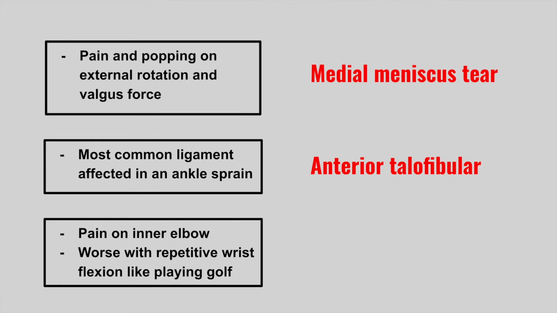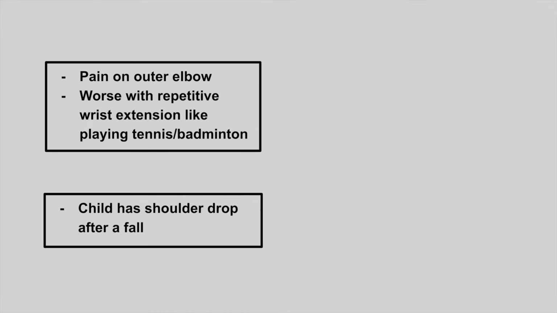Next, we have someone who comes in with pain on the inner part of their elbow that's worse with repetitive wrist flexion like playing golf. So this is medial epicondylitis, and this is also known as golfer's elbow. Next, we have a patient who has pain on the outer part of their elbow that's worse with repetitive wrist extension like playing tennis or badminton. So this is lateral epicondylitis, also known as tennis elbow.